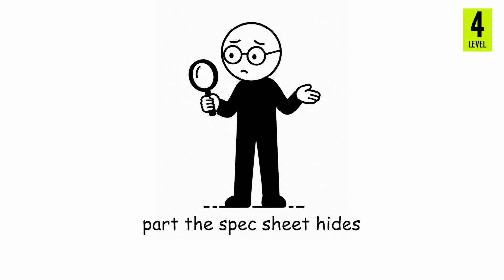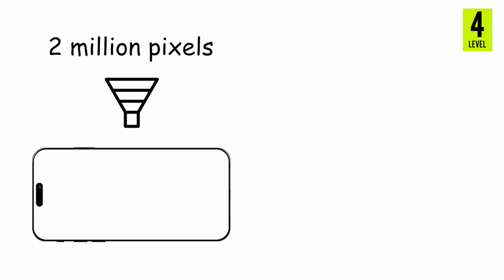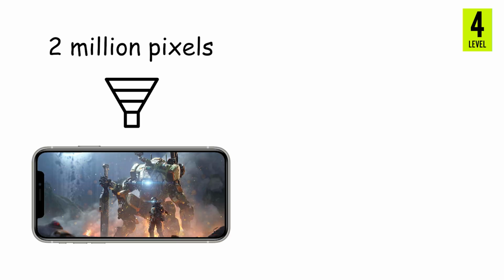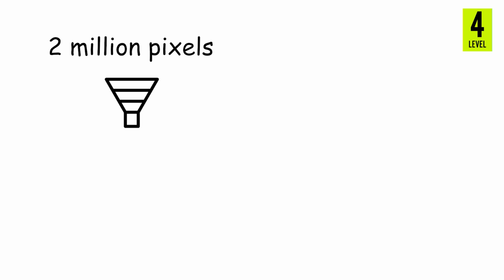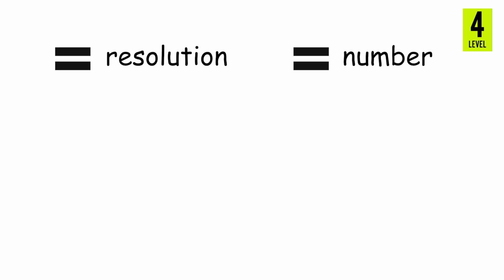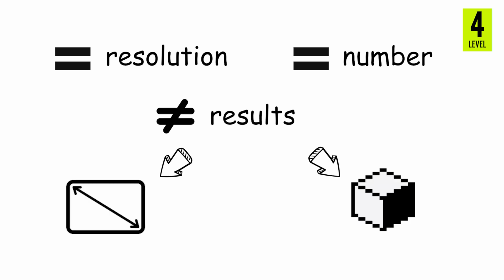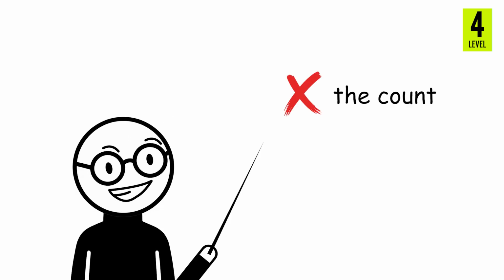But here's the part the spec sheet hides. Full HD is only about 2 million pixels total. Cram those 2 million into a small phone screen, and they pack in dense, gorgeous, solid, razor clean. Stretch the exact same 2 million across a giant TV, and they spread thin and the image goes soft. Same resolution, same number, two completely different results because the screen size changed, not the pixels. That's the whole secret of resolution in one sentence. It was never about the count, it's about the density.